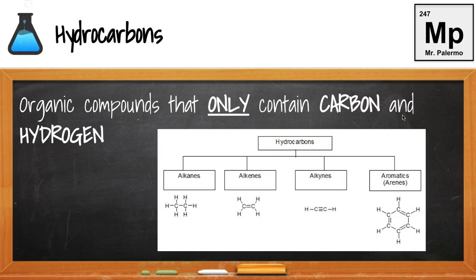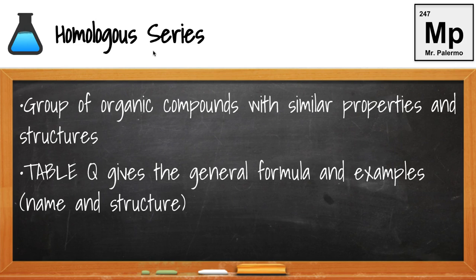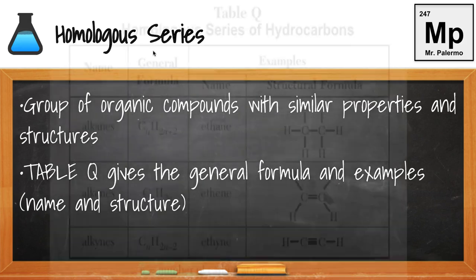If an organic compound contains only carbon and hydrogen and no other elements, we call it a hydrocarbon. That's where the name comes from. On Table Q in our reference table, we have the homologous series of hydrocarbons. These are groups of organic compounds with similar properties and structures. Table Q gives us the general formula and some examples, including the name and structure of these compounds.